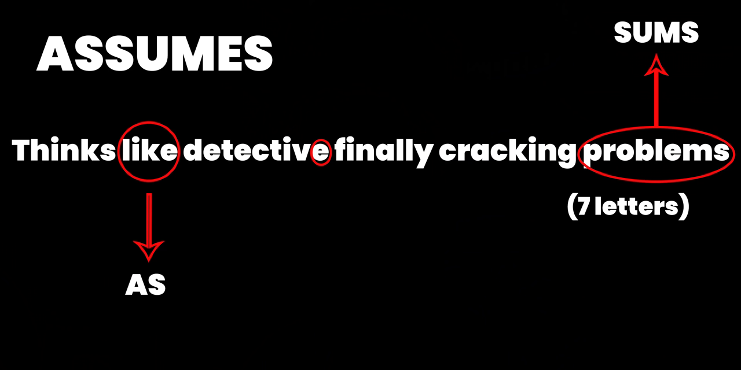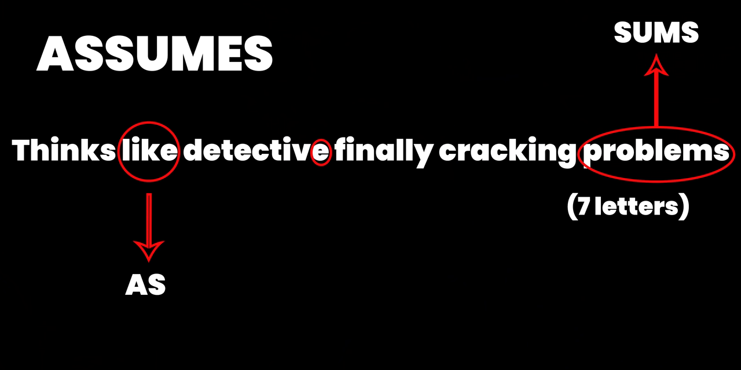Oh, and the solution to the crossword? Well, the answer is assumes. In this case, thinks is the definition, and the rest of the clue is the cryptic explanation. So like gives us as in as or like. So we take that, A as, and then detective finally gives us the last letter of detective, which is an E, and cracking means that it's contained in problems. Another word for problems is sums. So we get as plus sums with an E in, that gives us assumes.